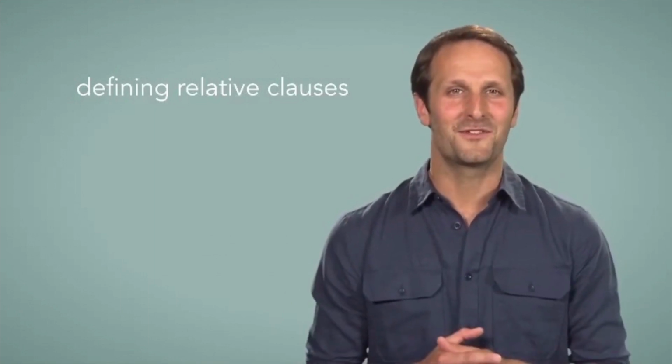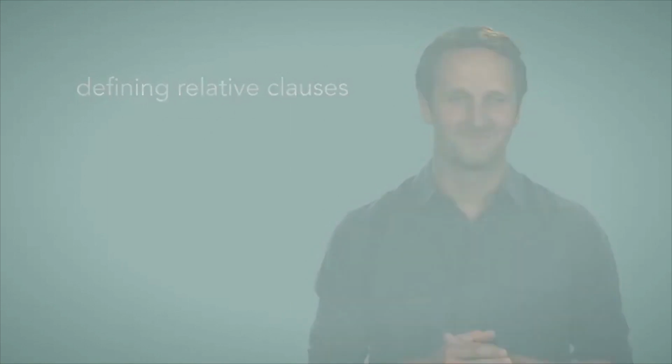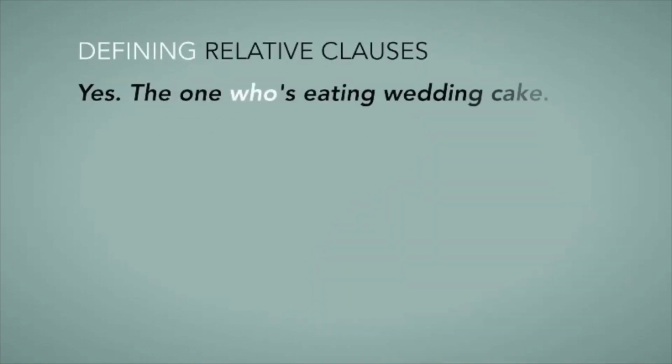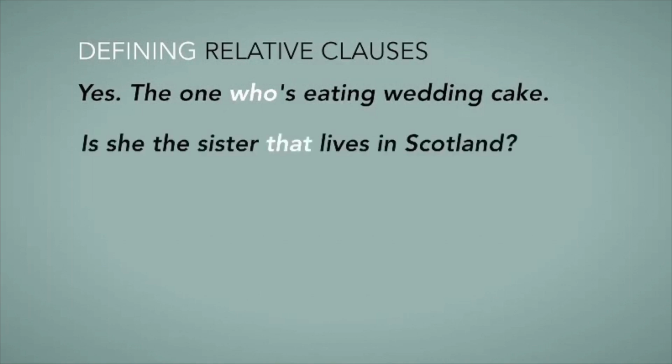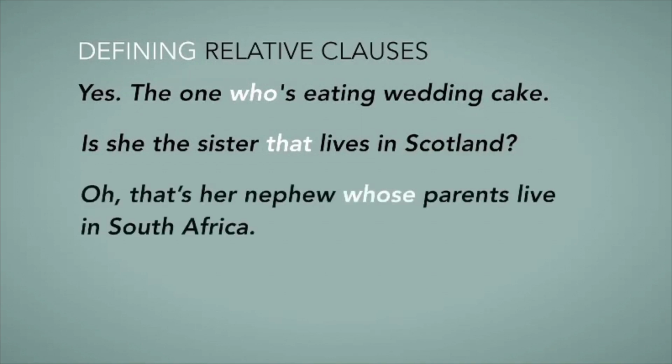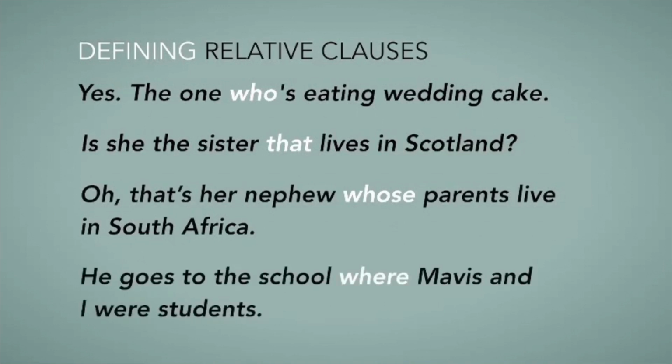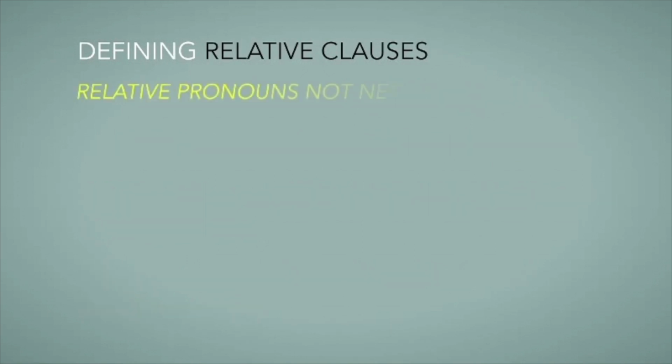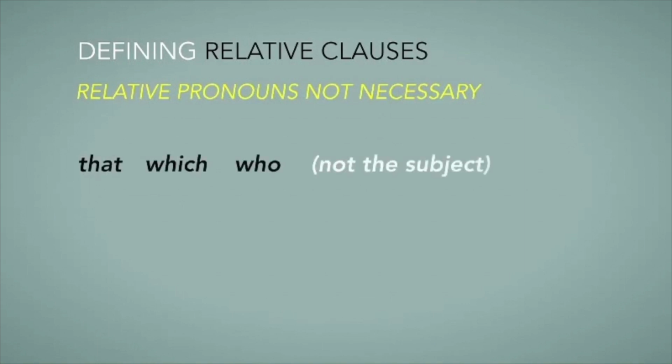Here are some examples from the wedding conversation. Yes, the one who's eating wedding cake. Is she the sister that lives in Scotland? Oh, that's her nephew whose parents live in South Africa. He goes to the school where Mavis and I were students. You can leave out the relative pronouns that, which, or who when they are not the subject of the verb in the relative clause.